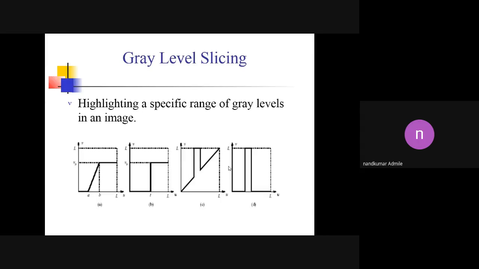If I have one image, then by using gray level slicing, we can consider different parts at one time. Maybe we can consider the left corner, right corner, top of the image and bottom of the image. In a single image we can consider different regions. So that is the function of gray level slicing.